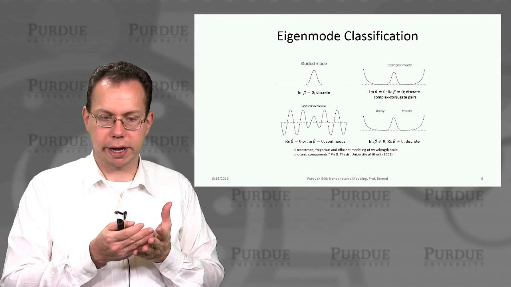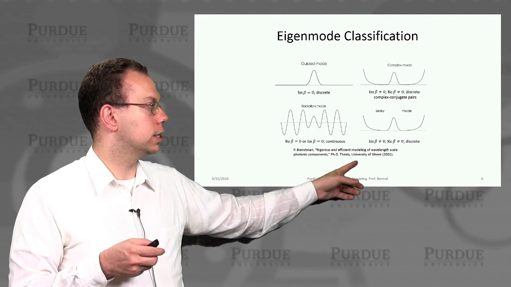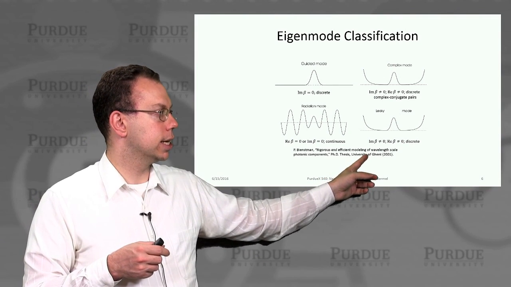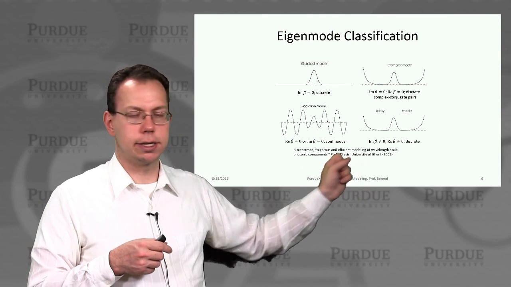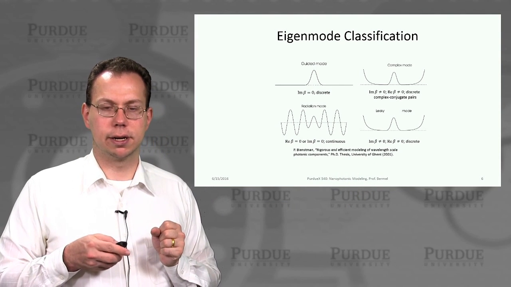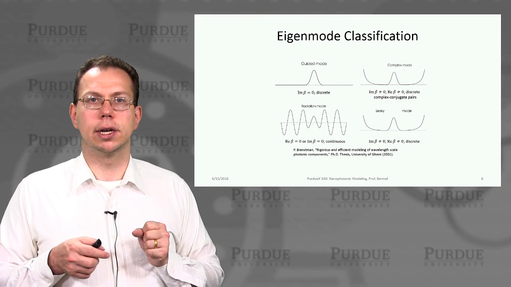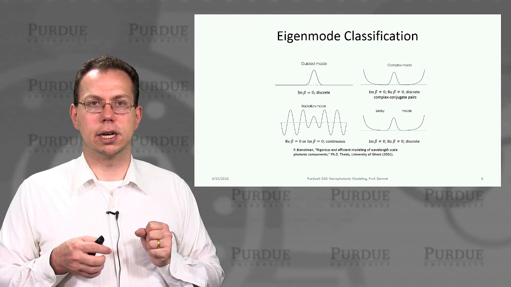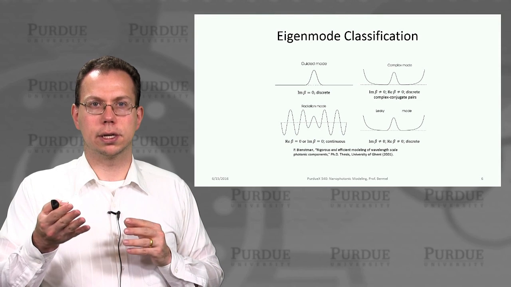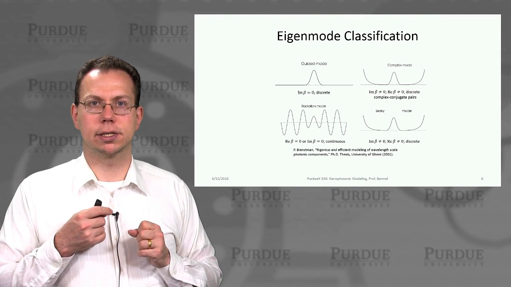And then finally, you have these radiation modes that have all kinds of oscillations that reflect the fact there's very little confinement. And this is all discussed in more detail in this thesis from University of Ghent, written by Peter Bienstman, if you want to look at more details. In the next lecture, we'll talk about how CAMFR could be used in subsequent steps like Lorentz reciprocity.